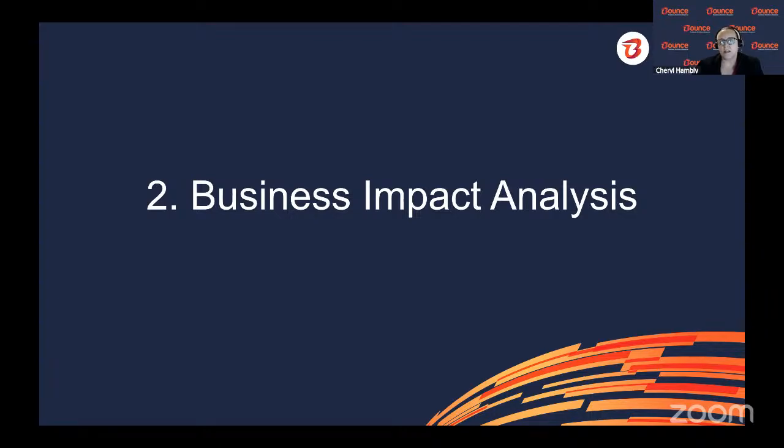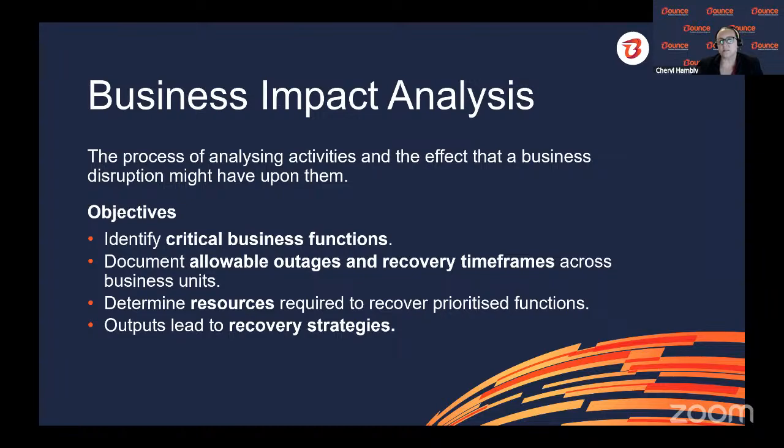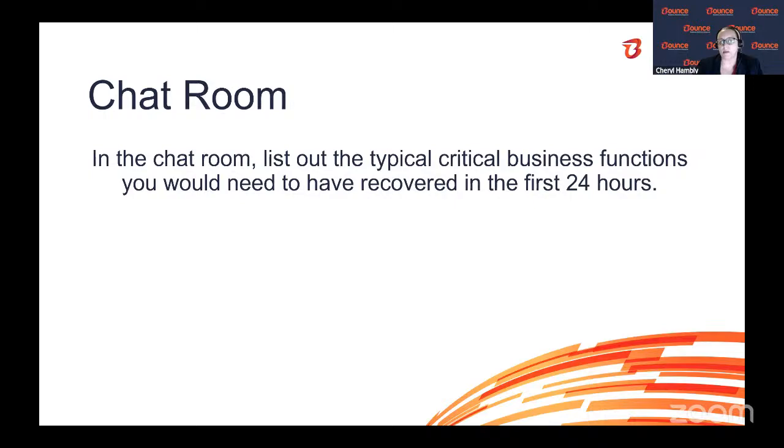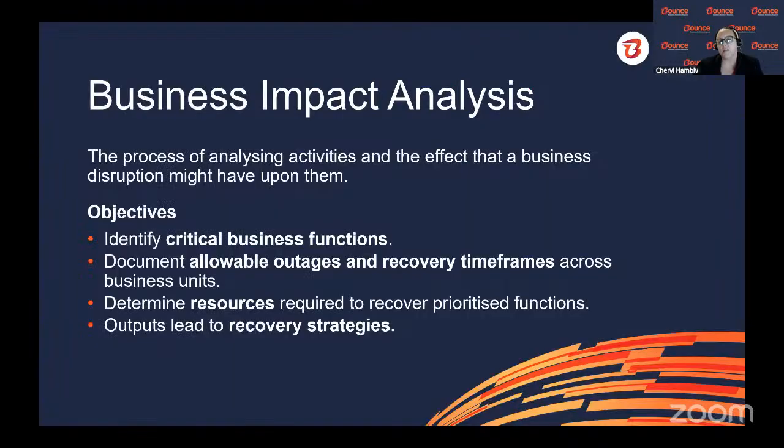So the BIA, essentially what it is, it's a process of going through and analysing what activities does the school or your organisation go through, and what resources do you need to get those activities back up and running? What IT do you need? What equipment do you need? What people resources do you need? That's what the BIA is.